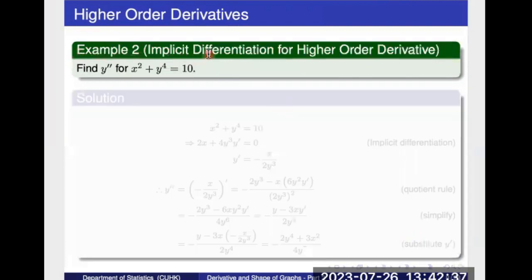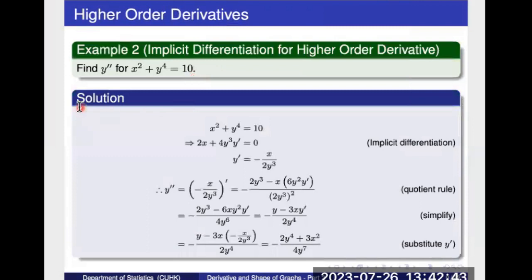In this second example, we need to find y double prime for x squared plus y to the fourth power equals 10. To find this derivative, we can use implicit differentiation twice. First, we differentiate both sides with respect to x and get 2x plus 4y cubed times y prime equals 0. Then, we solve for y prime and get y prime equals negative x over 2y cubed.